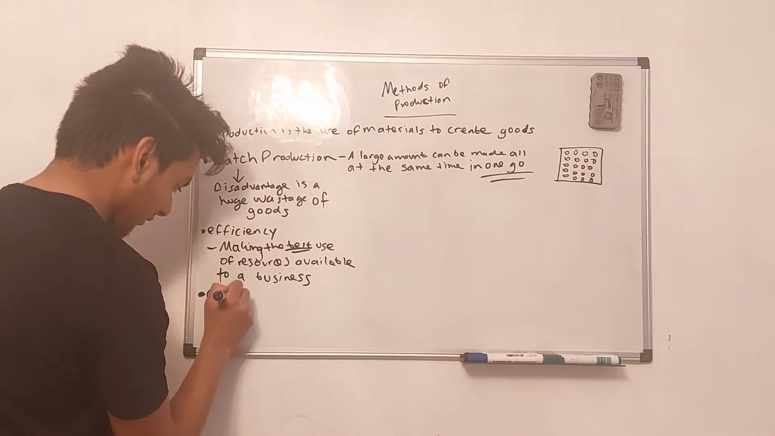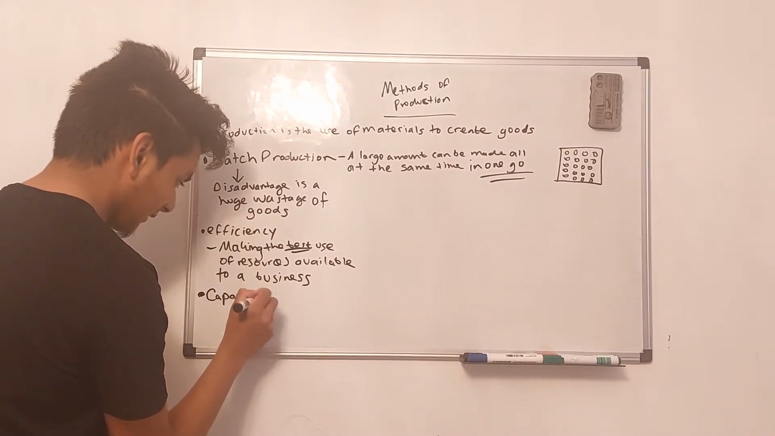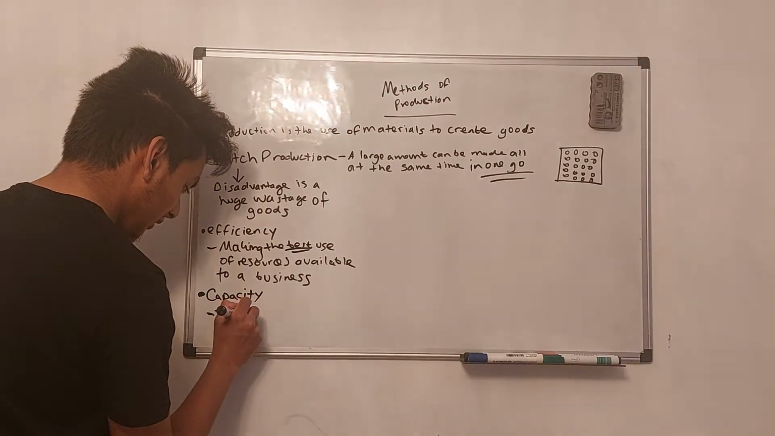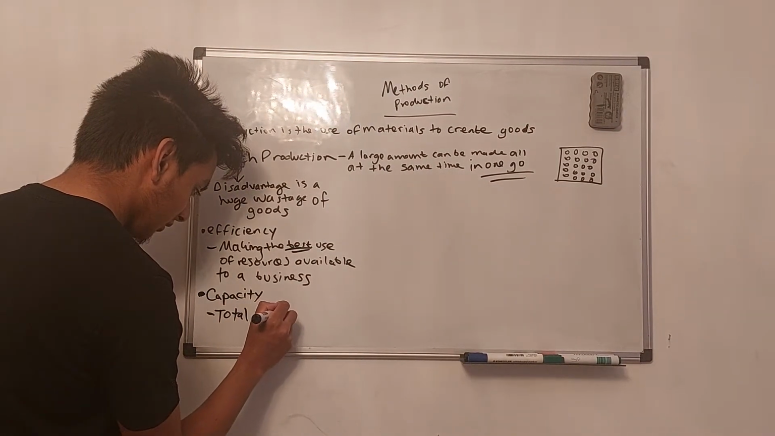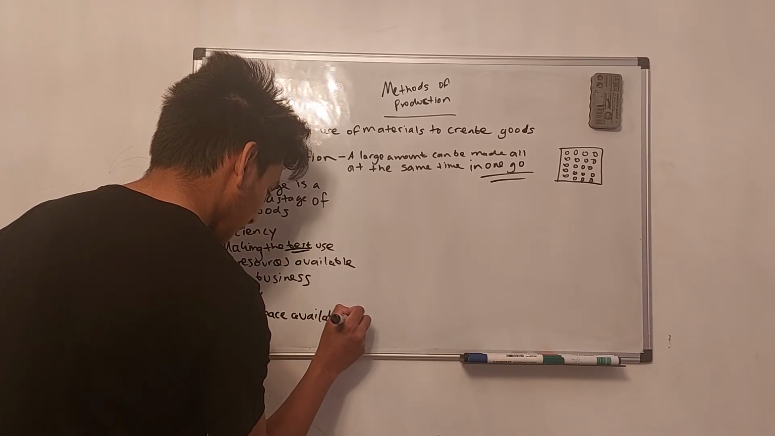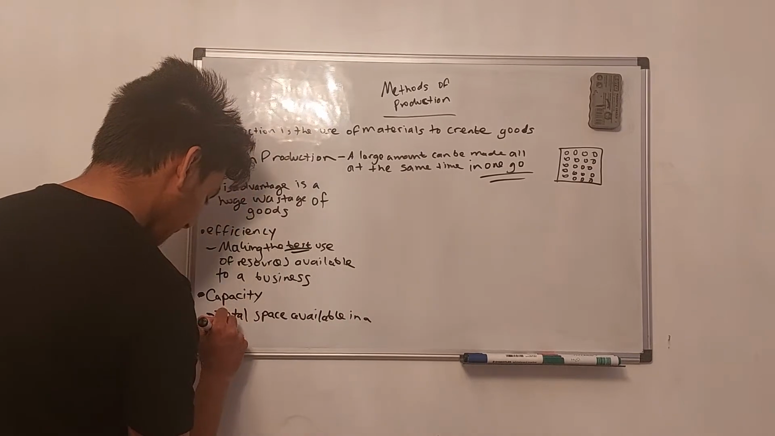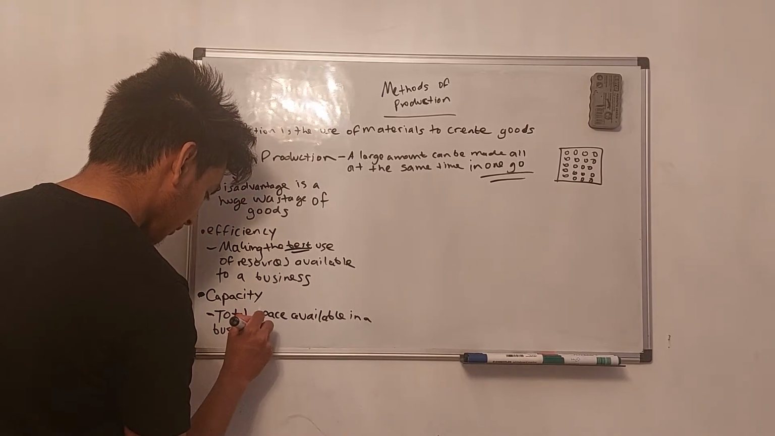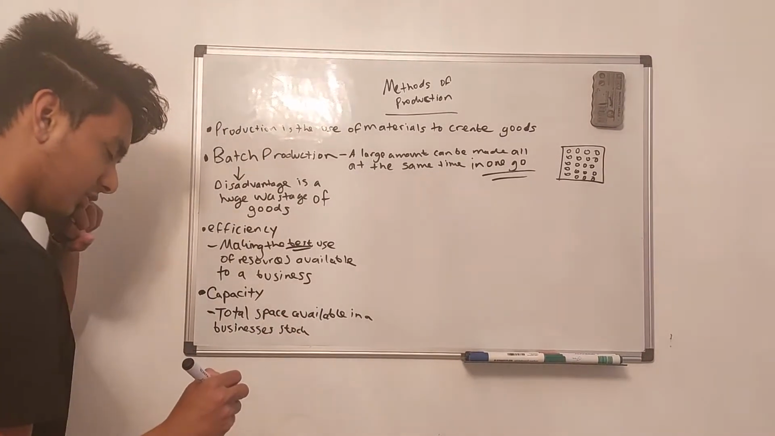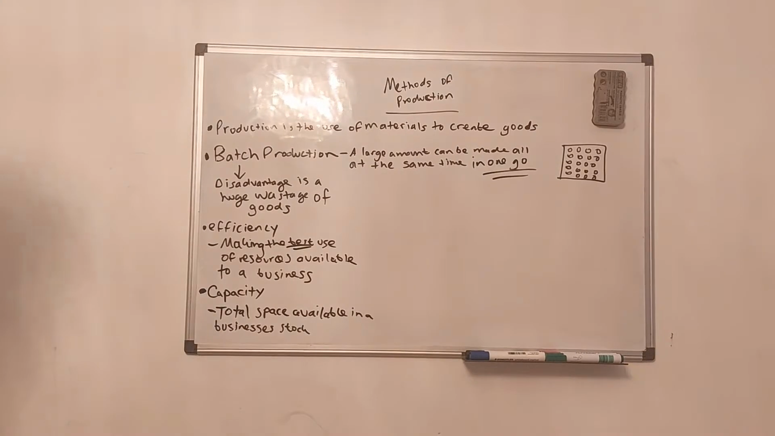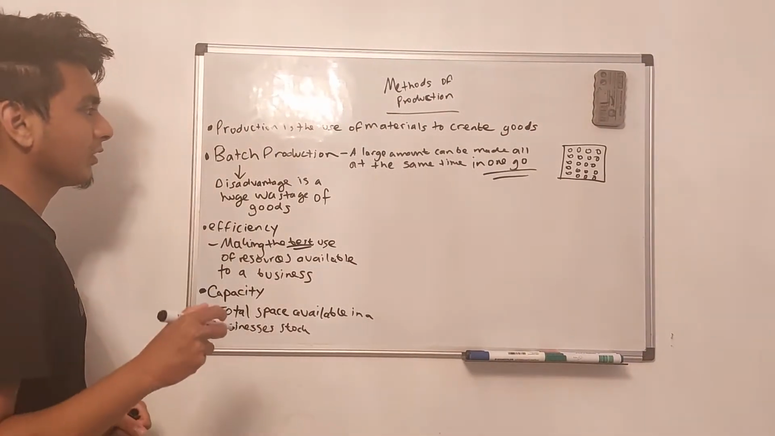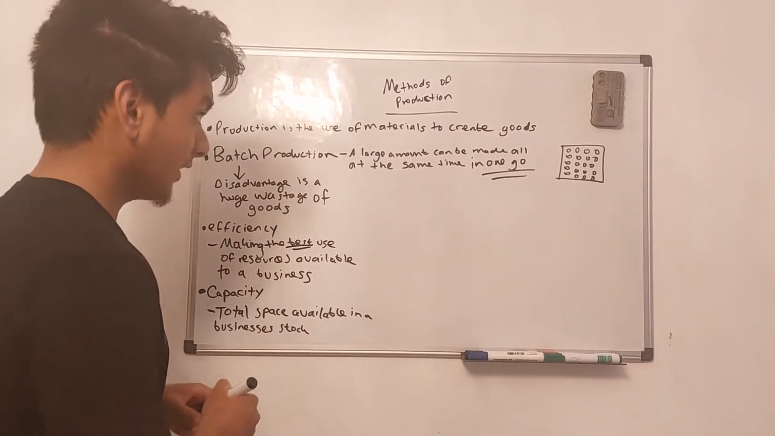And that leads to another word: capacity. This is the total space available in a business's stock. So how much goods they can produce and store. That's their capacity. And there are three more I have to go through.